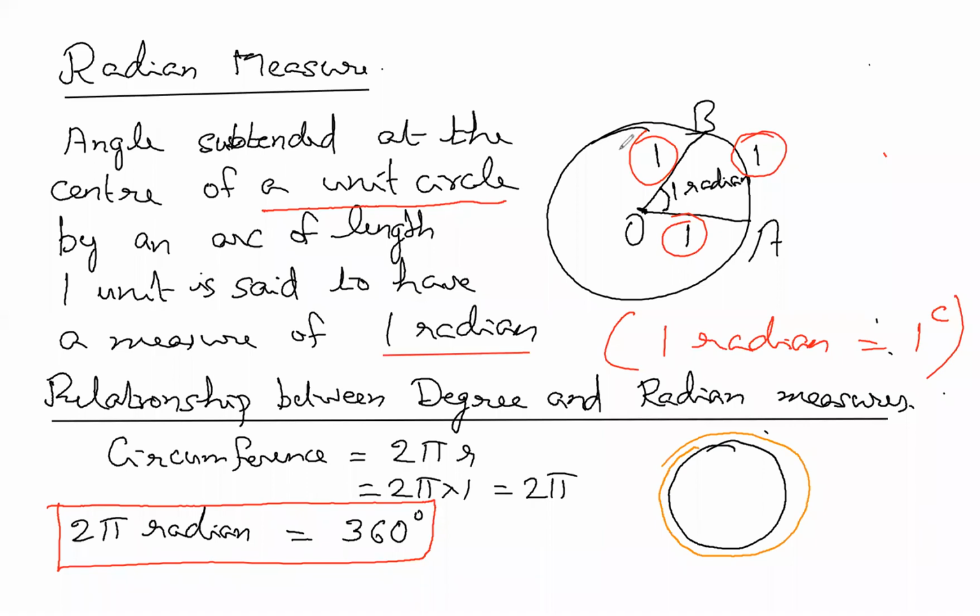Okay. So 2 pi radian is 360 degrees. In the very next line you can write, pi radian is equal to 180 degrees. I hope you have completed the previous slide. If you want me to show it, I will. Pi radian is 180 degrees.